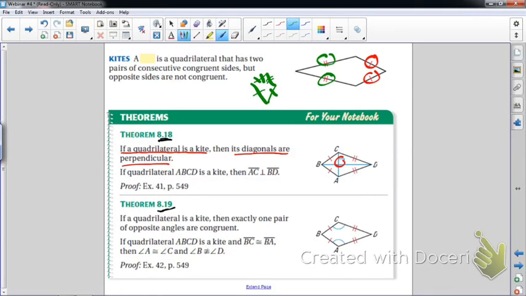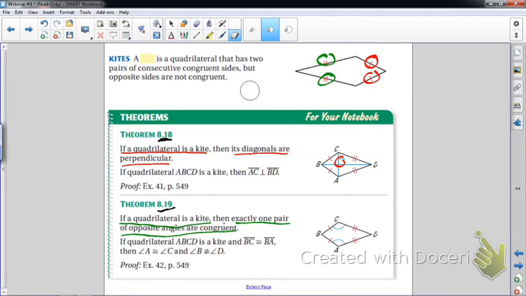Okay. Theorem 8.19 says if a quadrilateral is a kite, then exactly one pair of opposite angles are congruent. So how can you determine which ones are congruent? What I like to do is always try to figure out which are the two smaller legs, and the angles right next to them will be the angles that are congruent to one another. So it's the smaller angles that you see here. Okay, so that would be one way of looking at it.